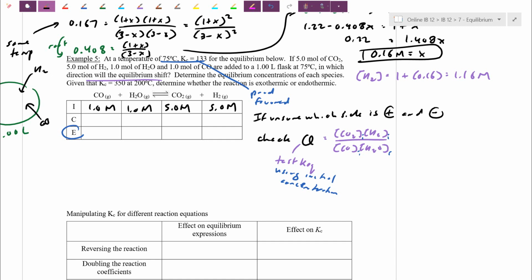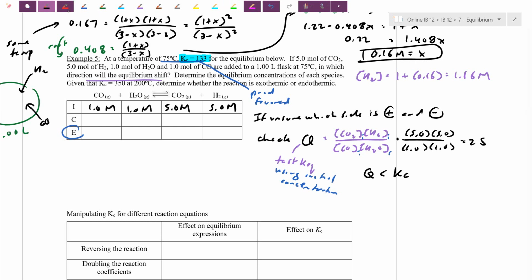What is my fraction currently? In this case, I'm taking 5 times 5, so that gives you 25. I divide by 1, and divide by another 1. My test value is currently 25. Well, what's the KC supposed to be? When I'm at equilibrium, this ratio is supposed to be 133. I'm only at 25 right now. So in this case, my Q is too small for my KC.